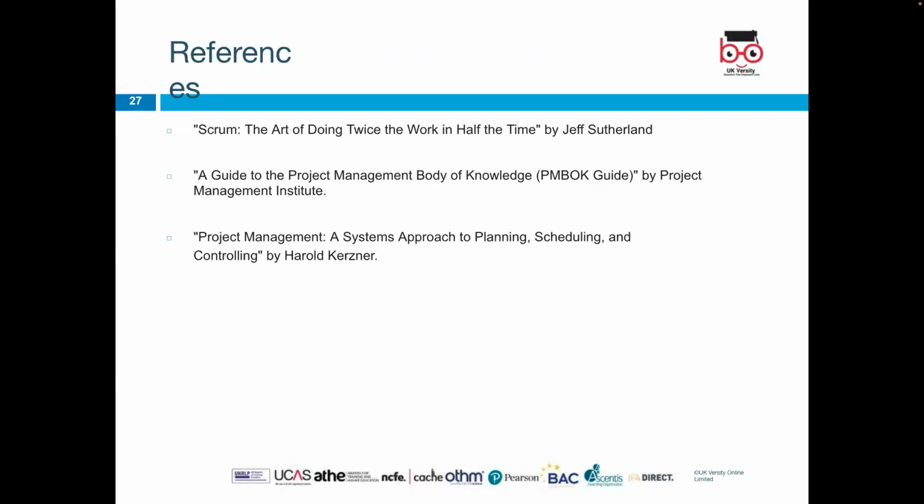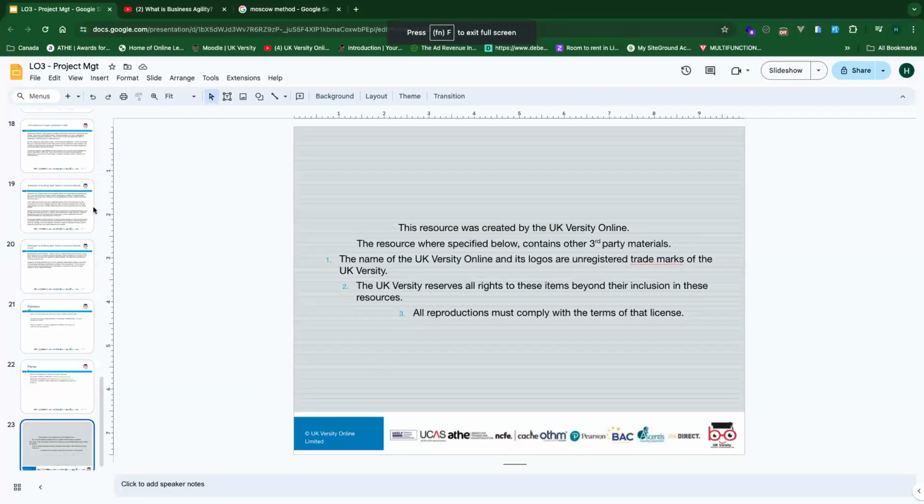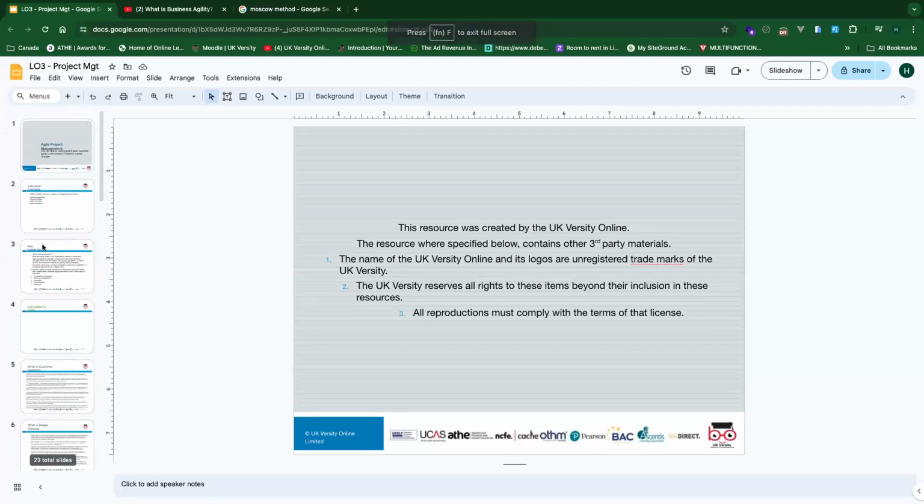So as usual, these are the references and all. This brings an end to this learning outcome, and we have to proceed to the next learning outcome.